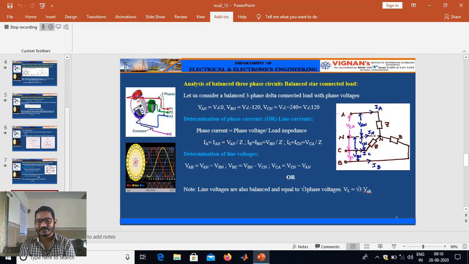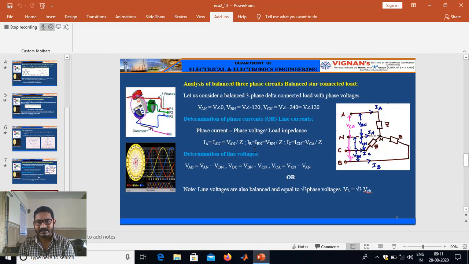It equals phase voltage VAN by Z. It is also equal to IAN, and also equal to IA. Okay. Similarly IB equals IBN, where the voltage is VBN and the impedance is Z. It means IB equals IBN equals VBN by Z. Similarly IC equals VCN by Z. Okay.